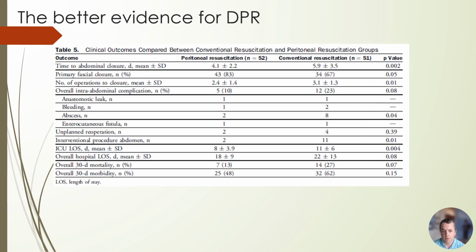And again, we see shorter time to abdominal closure, greater rates of primary fascial closure. Overall, intra-abdominal complications were less. This is largely driven by the rates of lower abscess. And here is their overall 30-day mortality, which reached a 0.07 level of significance in favor of DPR.